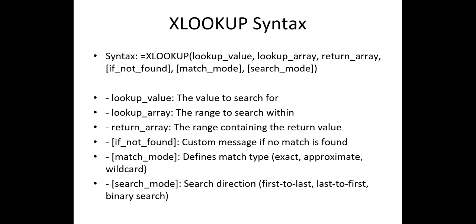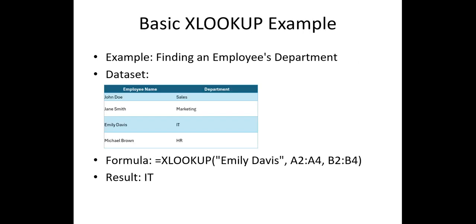And if not found, remember how in VLOOKUP or HLOOKUP there was that hash N/A error? Here you can actually put a custom message. The match mode defines the match type: is it an exact match, an approximate match, or a wildcard? We have some examples of those as well, so it will make more sense. And the search mode is the search direction: first to last, last to first, binary search, etc. All right, let's go to the next one.